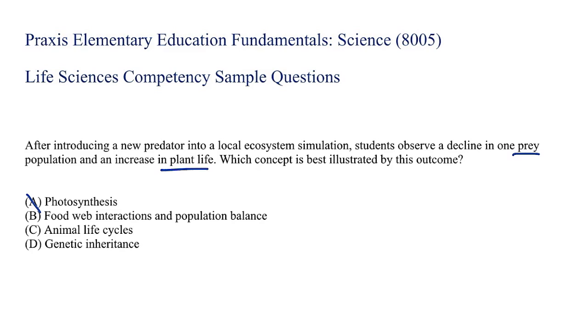C, animal life cycles. We know this is not true, as we're also talking about some plants. And D, genetic inheritance. So we know D is not correct, because again, this is talking about the relationship between two things in an ecosystem. So we know that our answer is B.